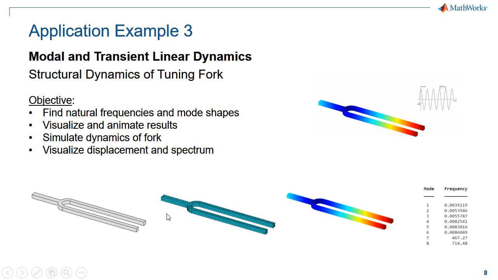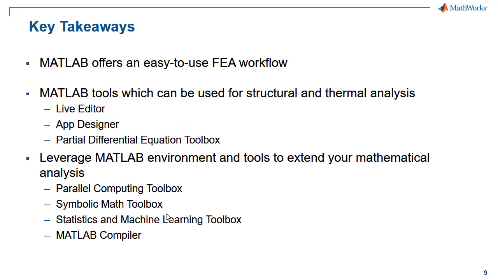In this last example, we saw how to perform structural dynamics analysis. We computed the natural frequencies and mode shapes of a tuning fork and then visualized the dynamics when the fork was being struck at one of its prongs. To conclude, we have seen how to perform FEA through an easy-to-use workflow and how to extend and perform a more in-depth analysis for applications in structural and thermal models. We use parallel computing to speed up our results and created an app that can be deployed and shared with others. These and many other MATLAB tools can help you solve your problem using a diverse set of modeling techniques.